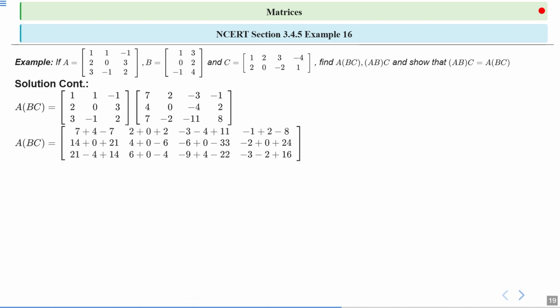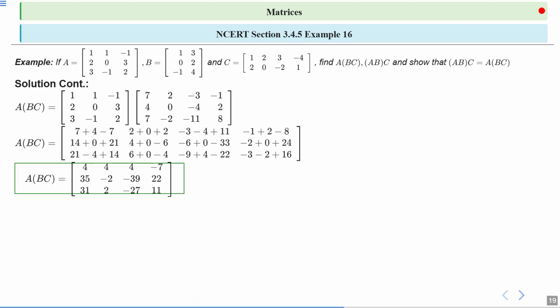Okay. So A into BC will be equal to 7 plus 4 minus 7, 2 plus 0 plus 2, minus 3 minus 4 plus 11, minus 1 plus 2 minus 8, right? Next row will be 14 plus 0 plus 21, 4 plus 0 minus 6, plus 0 minus 33, minus 2 plus 0 plus 24. Next row is 21 minus 4 plus 14, 6 plus 0 minus 4, minus 9 plus 4 minus 22, and minus 3 minus 2 plus 16.